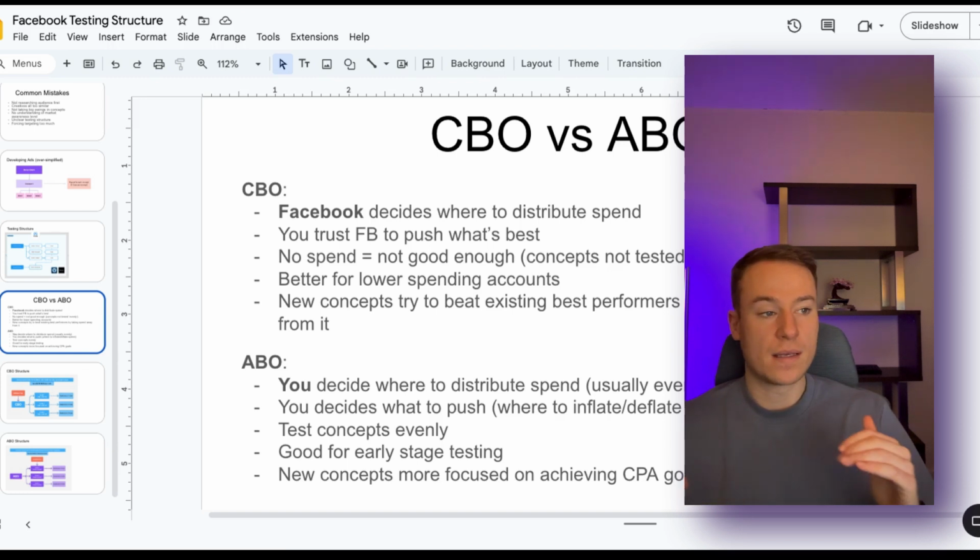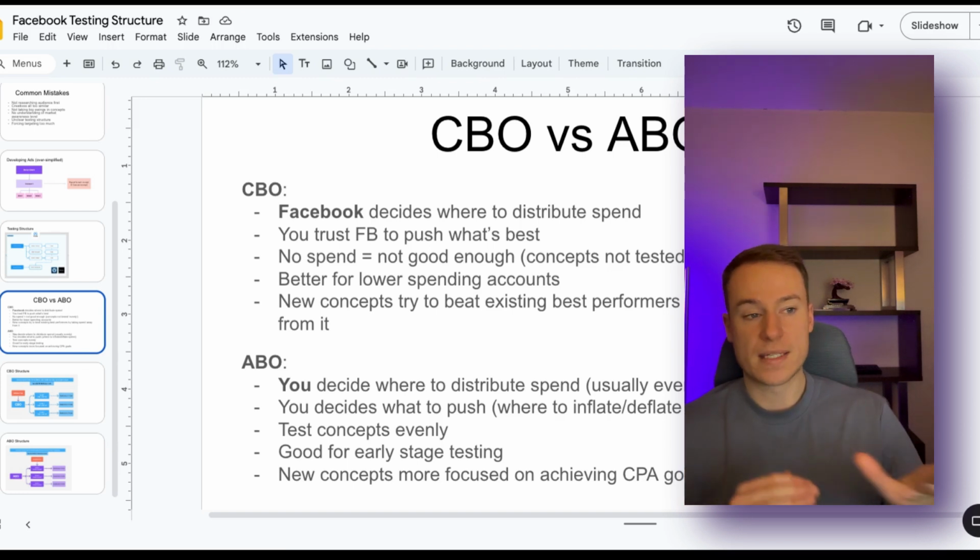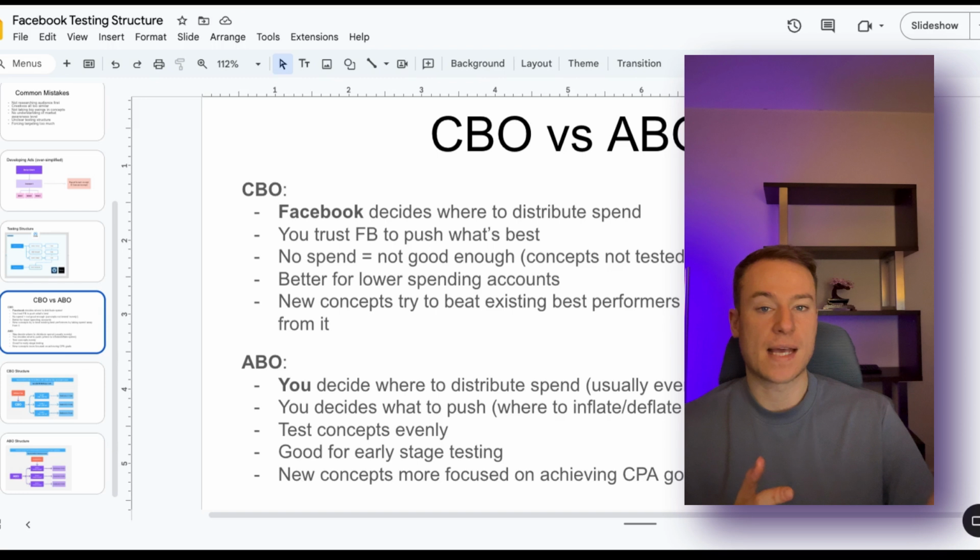An example might be maybe the existing best performer is getting a $50 CPA, but then this new concept that you introduce is now getting a $40 CPA. And now what's happened is you've moved your ad account from a $50 CPA ad account down to a $40 CPA ad account. And now the new concepts that get introduced just have to be even better and try and beat that again.